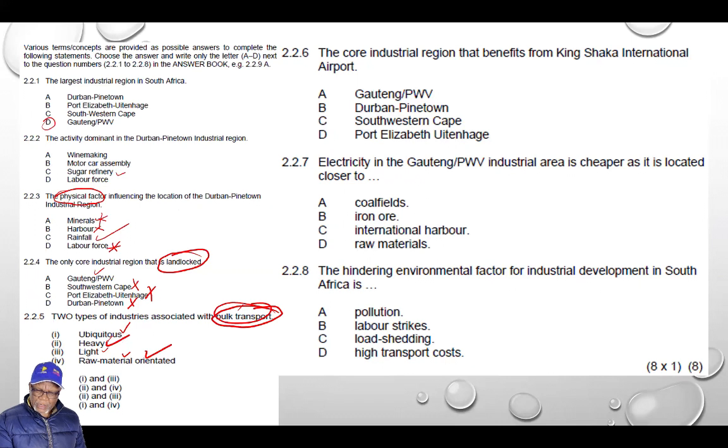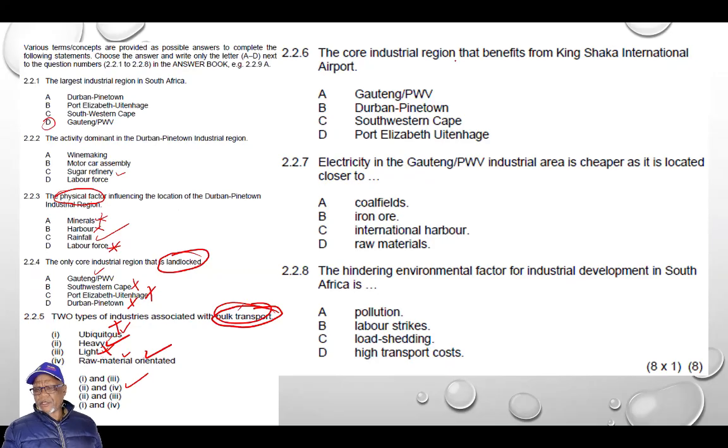So the correct answer will be Roman figure 2 and Roman figure 4. So this is incorrect and this is incorrect. So Roman figure 2 and Roman figure 4, Roman figure 2 and Roman figure 4. So which means this answer is the most suitable answer.